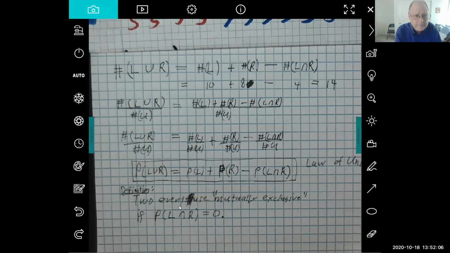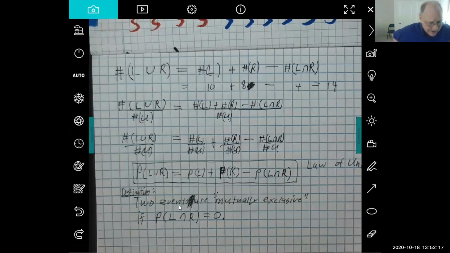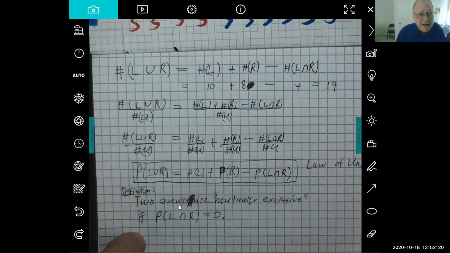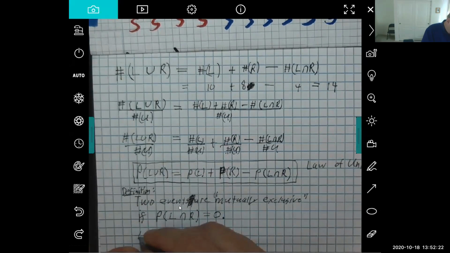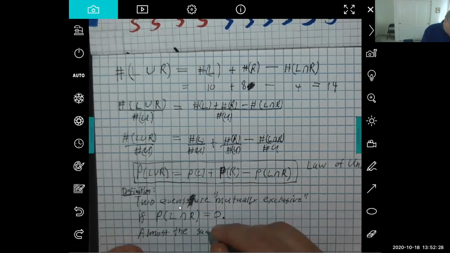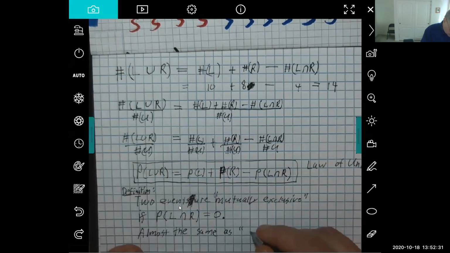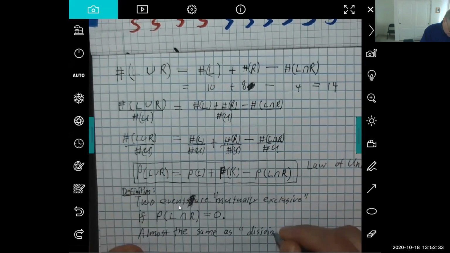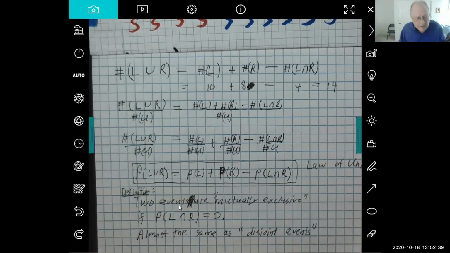Now, there's a little bit of philosophical distinction to be made here. We already talked about disjoint. We said two events or two sets are disjoint if they have no members in common.